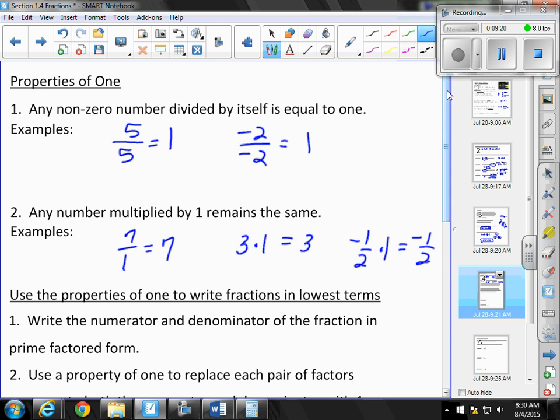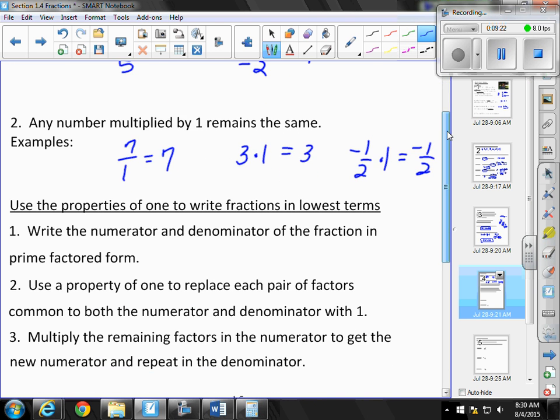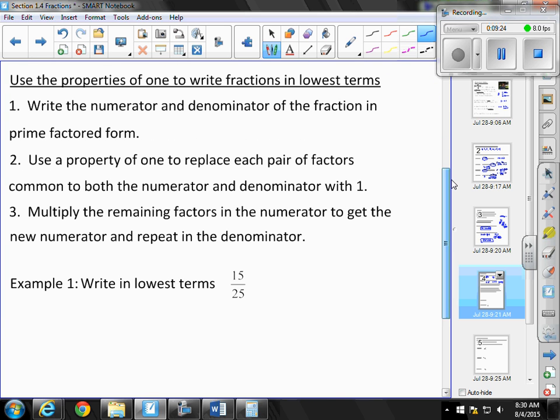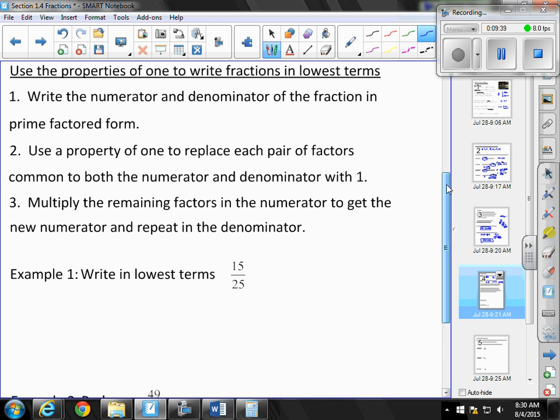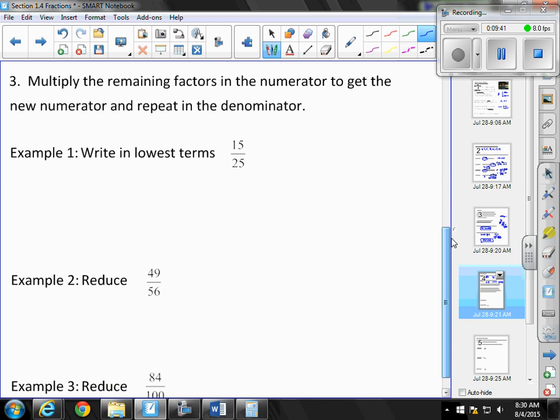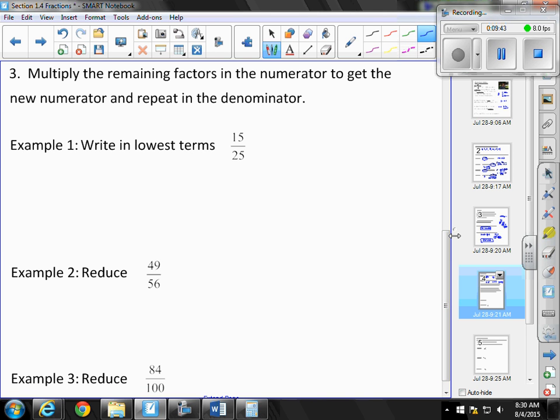We're going to use the properties of 1 to write fractions in lowest terms or reduced form. 1. Write the numerator and denominator of the fraction in prime factored form. 2. Use the property of 1 to replace each pair of factors common to both the numerator and denominator with 1. And 3. Multiply the remaining factors in the numerator to get the new numerator and repeat in the denominator. So we're going to do some examples here.